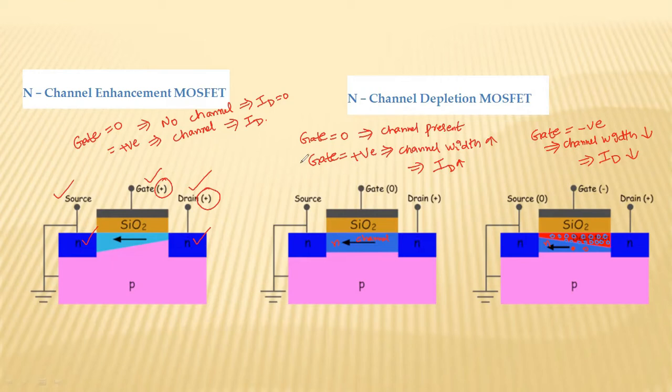So when gate voltage is positive, it is operating under enhancement mode. Depletion mode MOSFET operating under enhancement mode. And whenever you apply negative voltage at the gate, the width of the channel decreases and the drain current decreases. So this is operating under depletion mode. So in this way, depletion mode MOSFET can be operated in both enhancement and depletion modes.